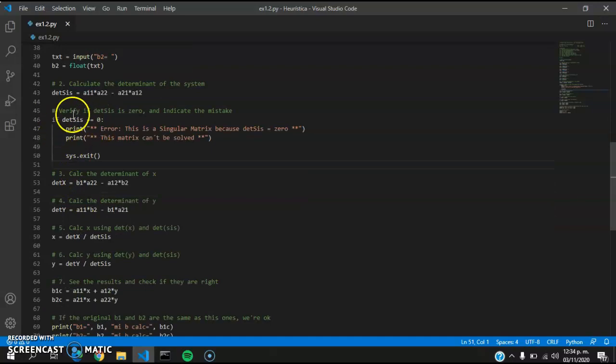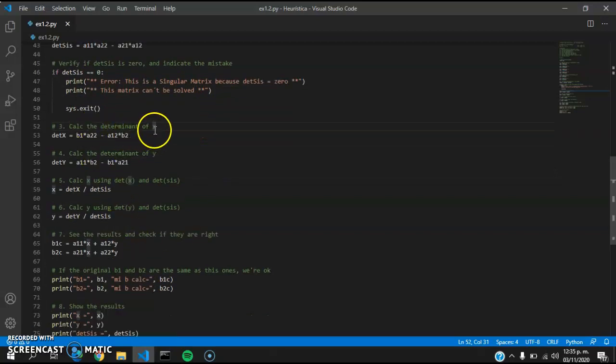Now I put this like a note. If the determinant of the system is 0, I want this to appear on the terminal, which means that this is a singular matrix. What's a singular matrix? A singular matrix is a matrix that can't be solved. Why? Because the determinant of the system is 0. If the determinant of the system is 0, the matrix can't be solved, as you can read here.